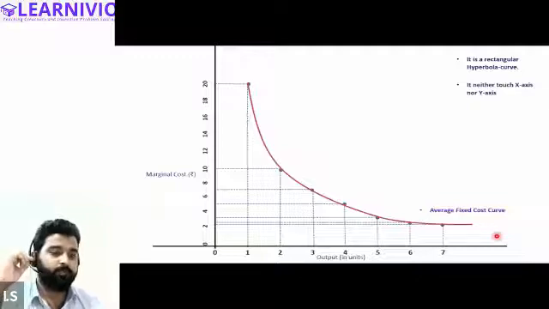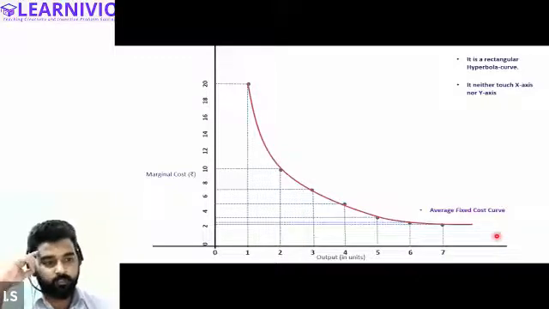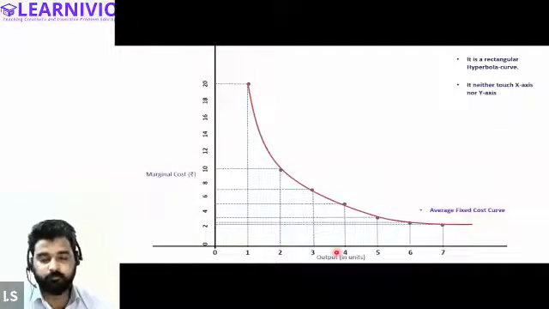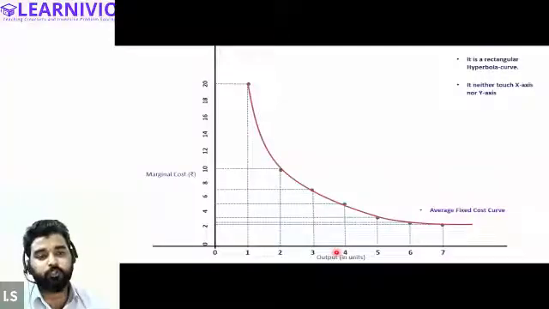Okay, no problem. Let me explain this. Does anyone remember, at 0 unit of output, what the value of the AFC will be? At 0 unit of output, it will be infinity. When we divide 50 or any fixed cost by 0, we get infinity as the AFC at 0 unit of output.